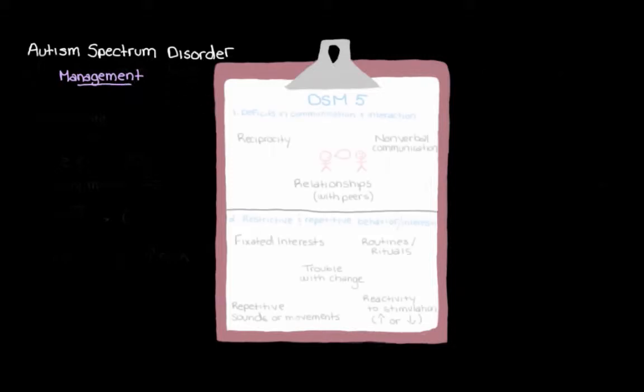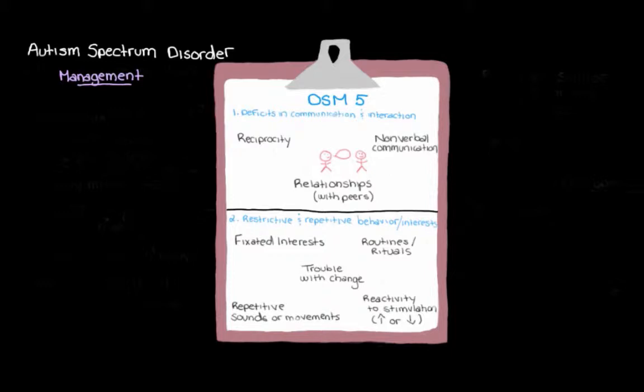So in this video, we're going to talk about how we manage autism spectrum disorder. And in order for us to figure out how we might go about doing that, let's actually pull up the criteria here that we use to diagnose autism spectrum disorder. So if we look at this, the two main signs that we need to see in someone in order to diagnose autism spectrum disorder are trouble with communication and interaction and restricted, repetitive behaviors.